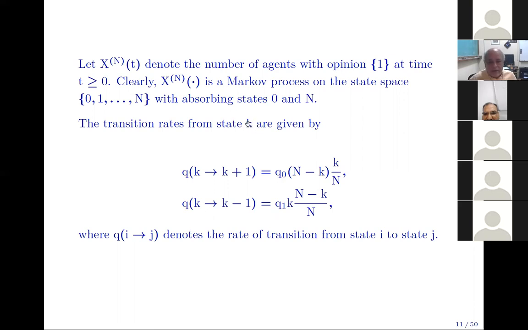So what the transition rates say is that if at time t there are k agents with opinion 1, then it can either go to k plus 1, or k minus 1, or remain at k, because you remember an agent need not always update. At the ring of the clock it can just stay as it is. The remain-at-k rate can be obtained from 1 minus the other two.